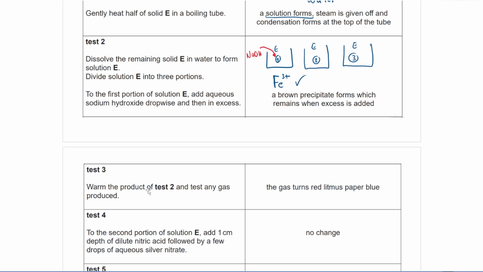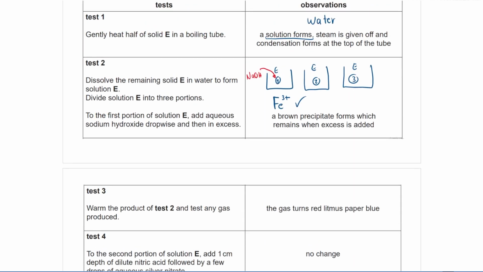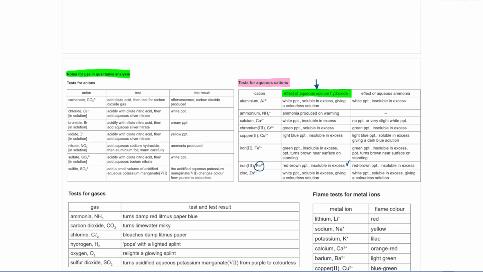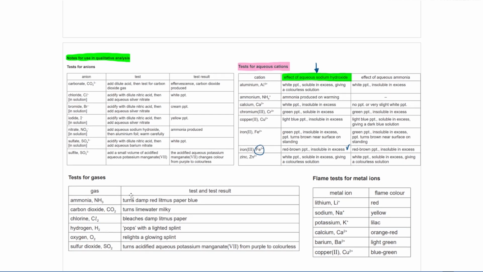Second, what are the products of test 2, and test for any gas produced. It says that the gas turns red litmus paper blue. When we have this observation, the only option that we have here is that it turns damp red litmus paper blue. So somehow we have ammonia.